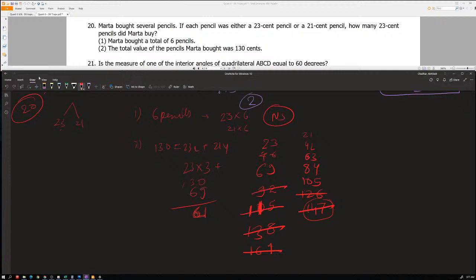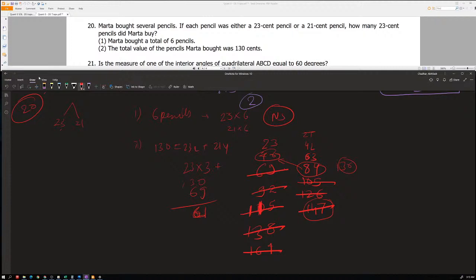105 will require 5 to become 30. That is not possible. 69 will require a 1. It is possible, but not adding up to 130. 84 will require a 6. So definitely this is the solution. This adds up to 130. Nothing else will fit.